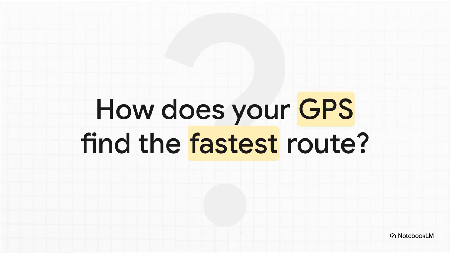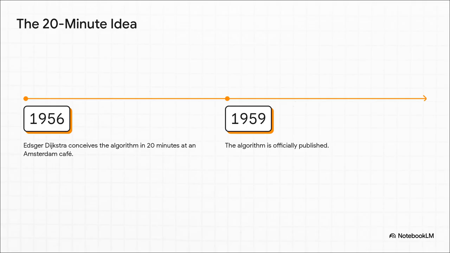You pop a destination into Google Maps or your car's GPS. How on earth does it look at this massive, tangled web of roads and, in just a blink, find the absolute best route? Well, the answer lies in solving a really fundamental problem about networks. And the story behind this is just amazing.